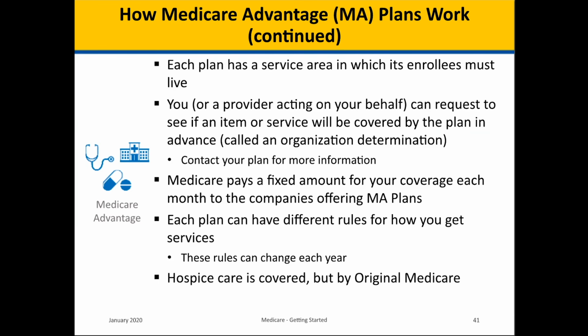Continuing how MA plans work, each plan has a service area in which its enrollees must live. You or a provider can request to see if an item or service will be covered by the plan in advance. This is called an organization determination. Medicare pays a fixed amount for your coverage each month to the companies offering managed care plans. Each plan can have different rules for how you get services.